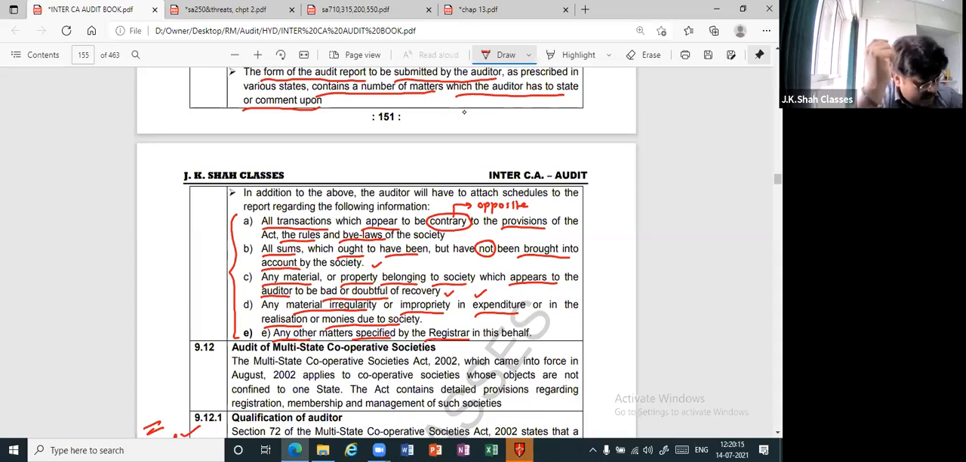And lastly, any other matter specified by the Registrar. So if the Registrar wants me to check any other thing, then he should specify, check this thing, then I'll report on that as well.